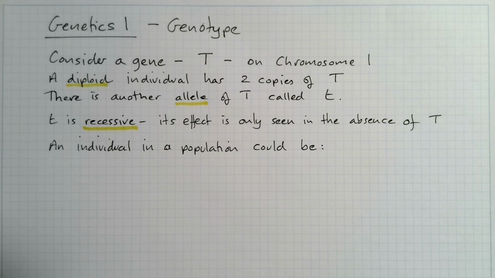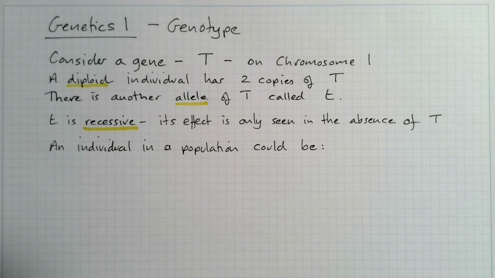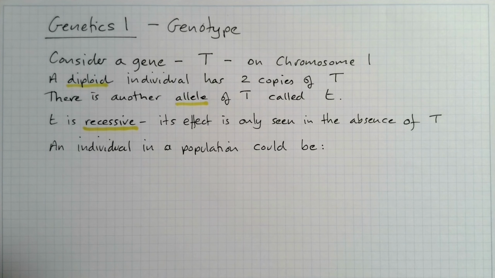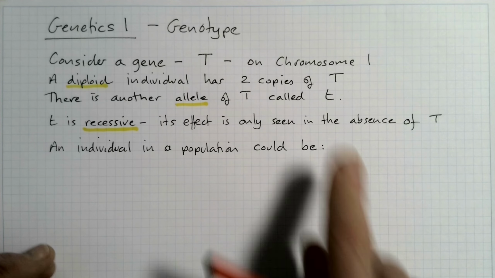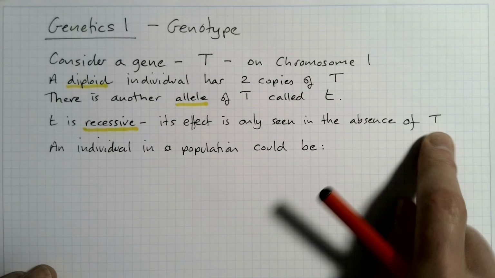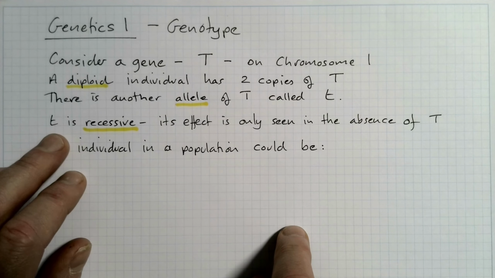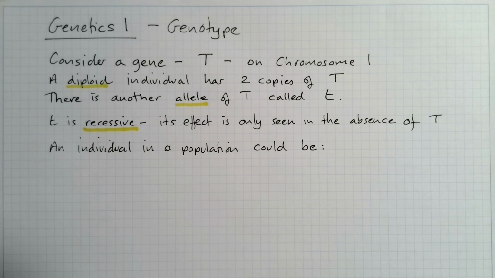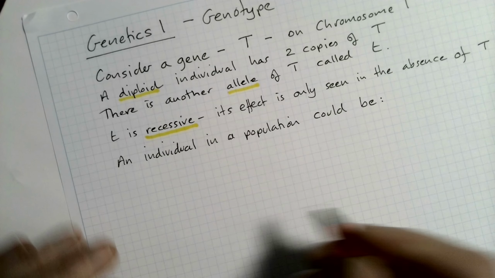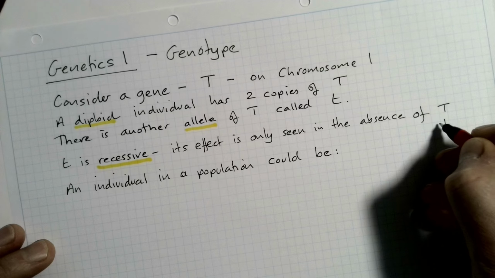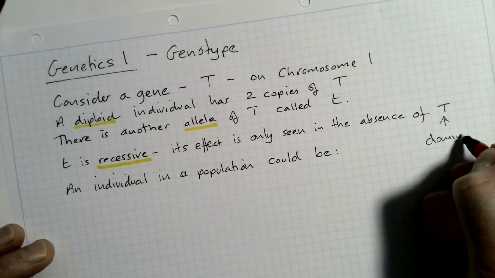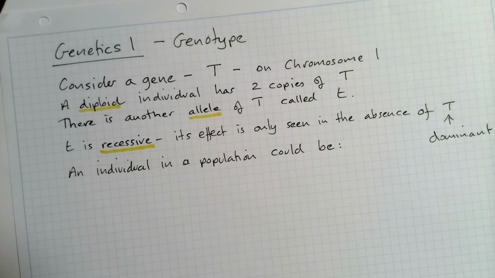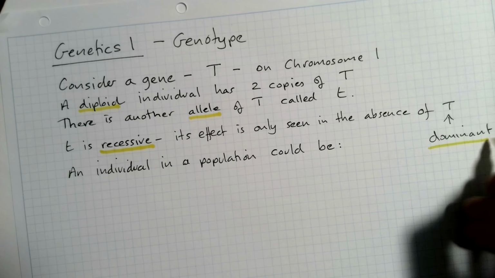But if I get a mouse that only has little t, so there's little t on the first copy of chromosome 1 and little t on the second copy of chromosome 1, then that mouse is going to have a short tail because it doesn't have a copy of big T. It's only got 2 copies of chromosome 1, and both copies have the recessive little t. Big T is what we call dominant. It always expresses as long as it is present. Little t is recessive. So we need to remember the term dominant as well.